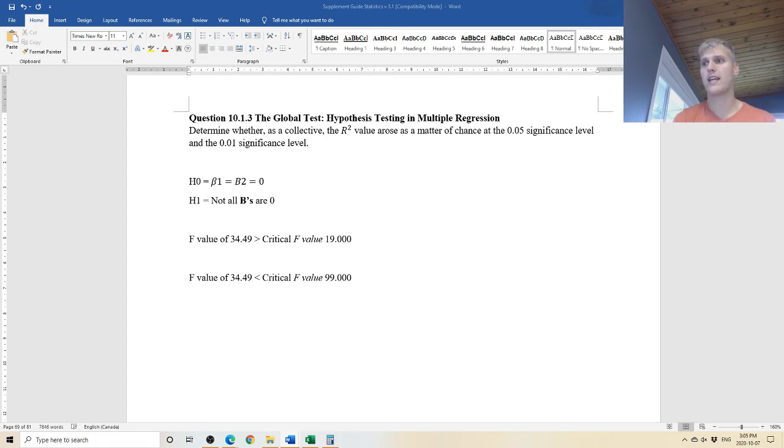So at a 1% significance level, we can say essentially that our variables, the slopes of B, did come from a matter of chance, and that they didn't come from the information. So at a 1% significance level, we wouldn't be able to use this information.